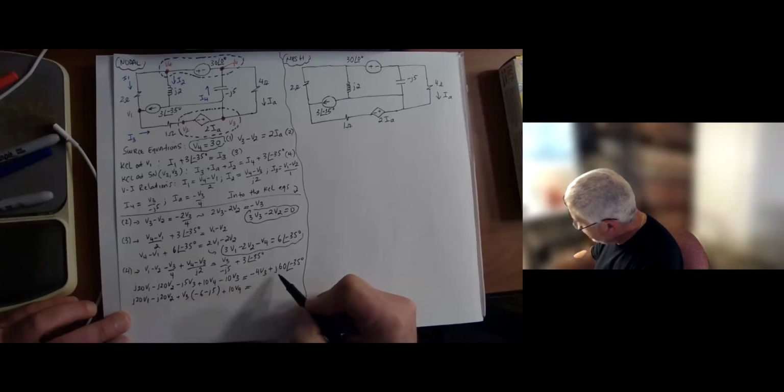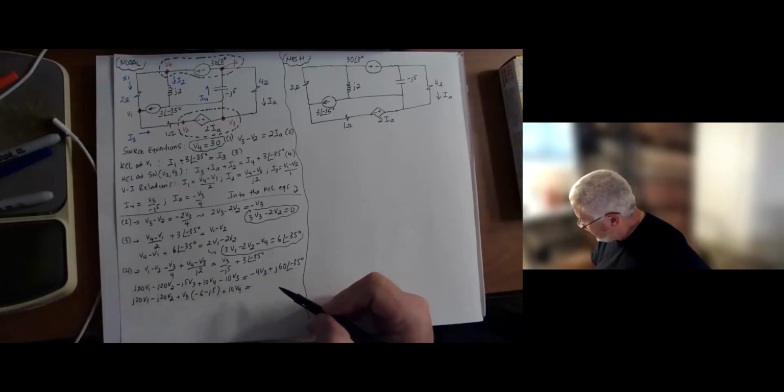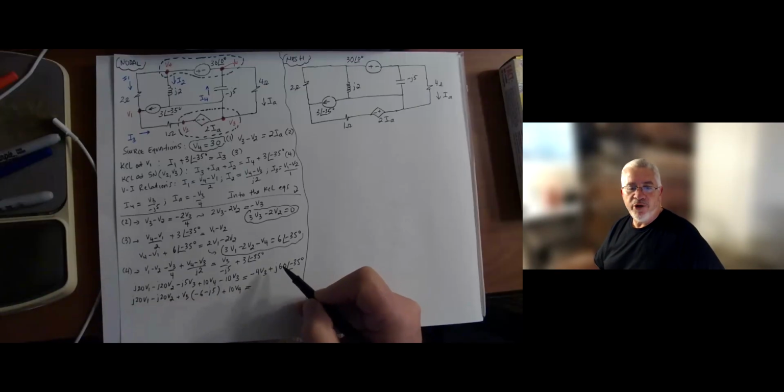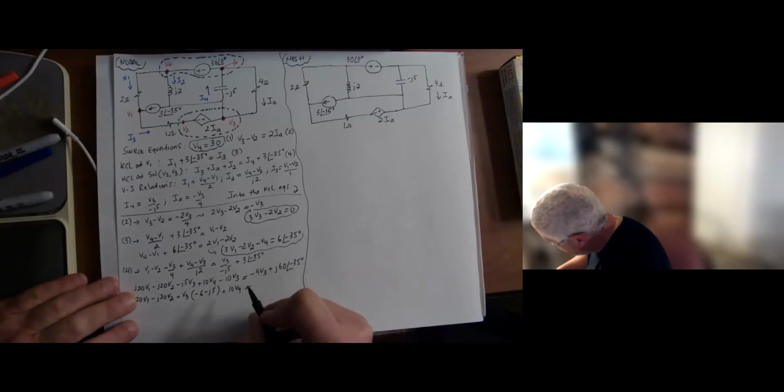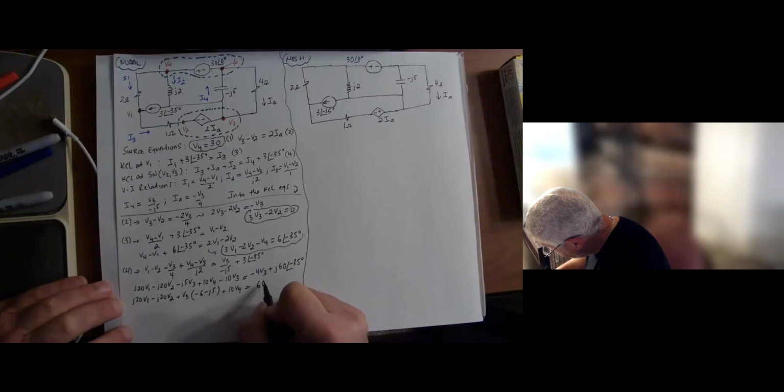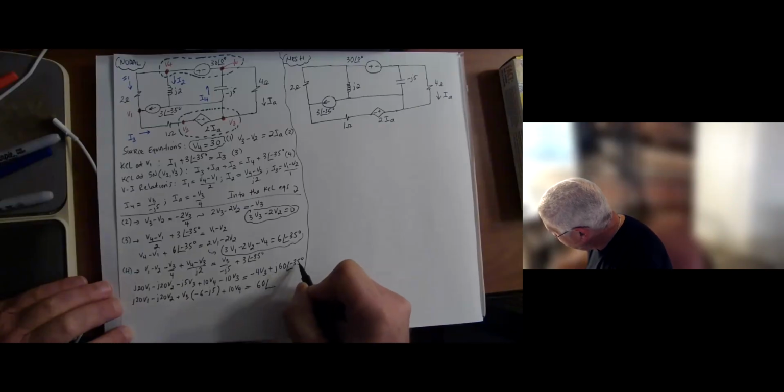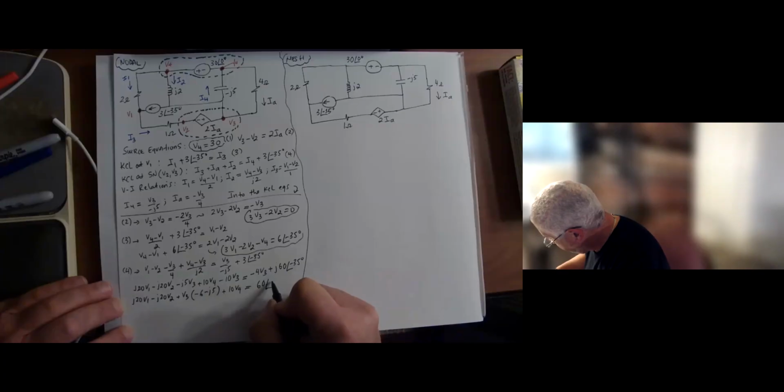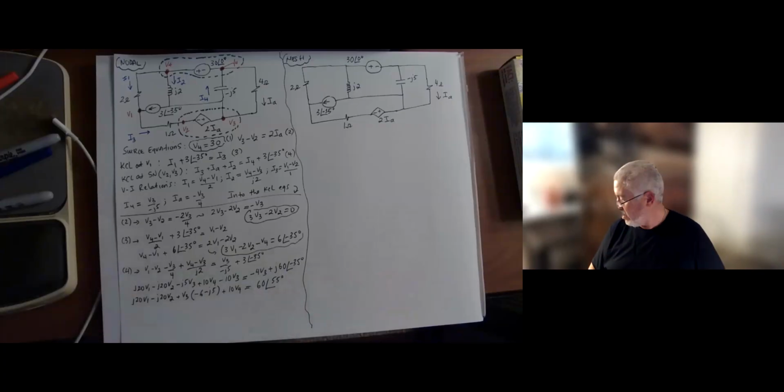And what I can do with the J, I can convert the J to its polar form, and it's going to be 1 at an angle 90. So what that's going to give me? That's going to give me 60, and 90 minus 35. Okay, so that's going to be 55 degrees.